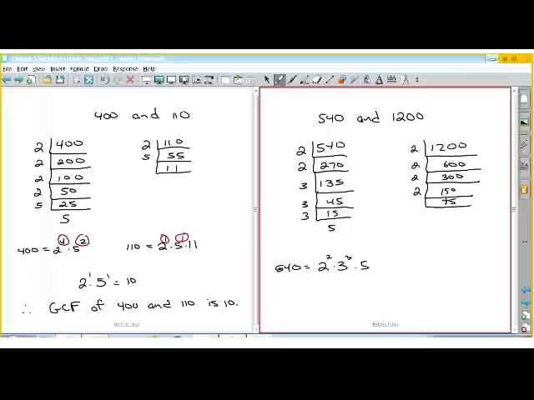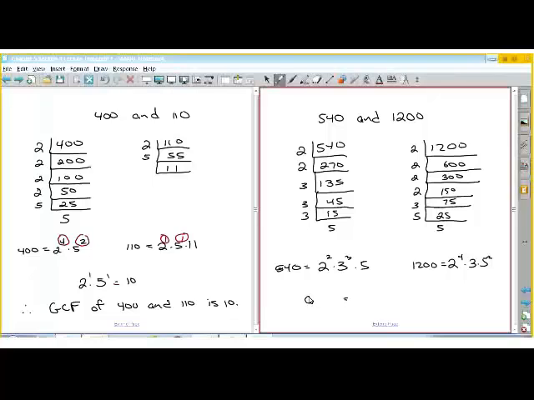And then this is divisible by 3, because 7 plus 5 is 12, which is divisible by 3. So we get 25. 25 is divisible by 5. So the prime factorization for 1200 is 2 to the fourth power times 3 times 5 squared.